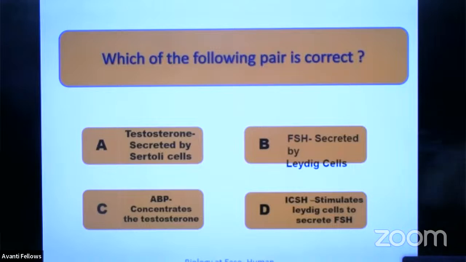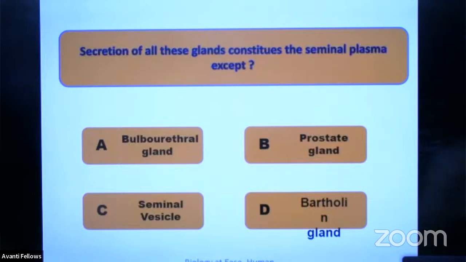I'll move to another question, question number 12. Secretions of all these glands constitute the seminal plasma except. Go through question number 12, and you have to find out the exception. The bulbourethral gland secretes mucus. Of course, it contributes to the seminal plasma, because the seminal plasma comes out from the seminal vesicle, and naturally the prostate gland also contributes. Seminal vesicle is here, then prostate gland, then bulbourethral gland. Whenever the seminal vesicle secretes the plasma, naturally it comes to the prostate gland and also to the bulbourethral gland. It mixes everything together and comes out.